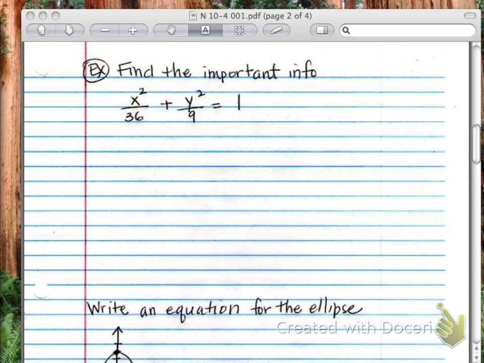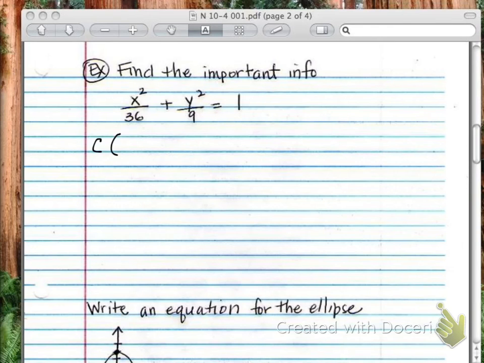We're going to find the important information here, based on this equation: x squared over 36 plus y squared over 9 equals 1. Now, here's the deal. The major information we start with is the center of the ellipse. What's the center? Center is 0, 0.